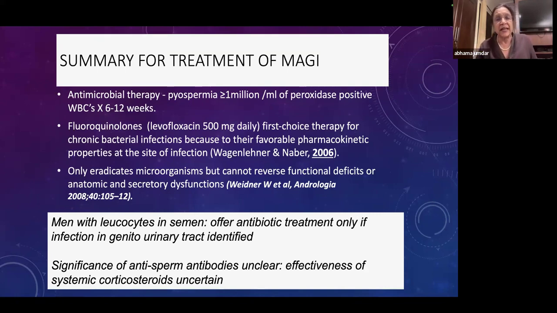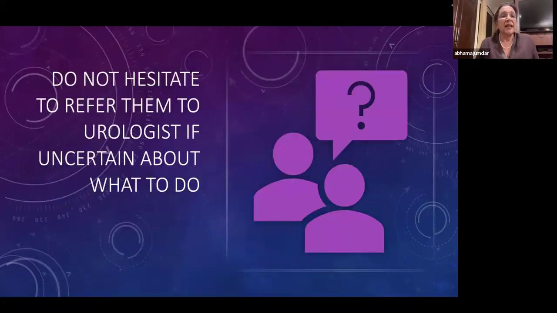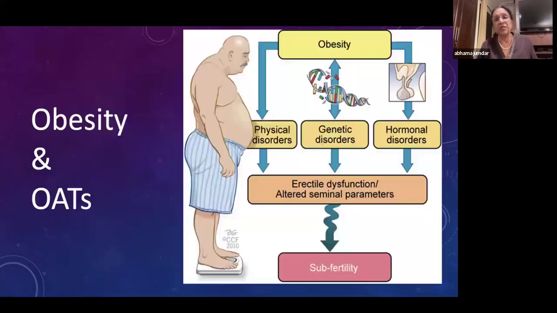So men with leukocytes in semen, offer antibiotic treatment only if infection is identified in the genitourinary tract. So you can, after seeing leukocytes, a culture, palpation, maybe urologist should be referred to if you are unable to examine the man yourself. So do not hesitate to refer them to urologist if uncertain about what to do. So this is very important.